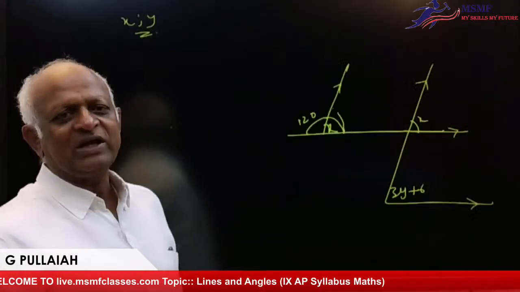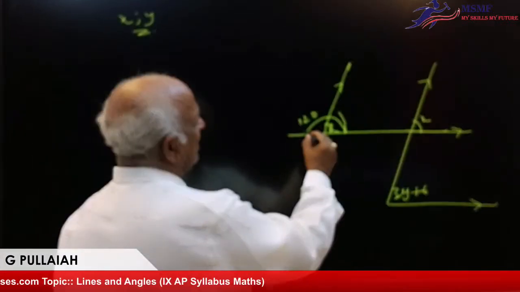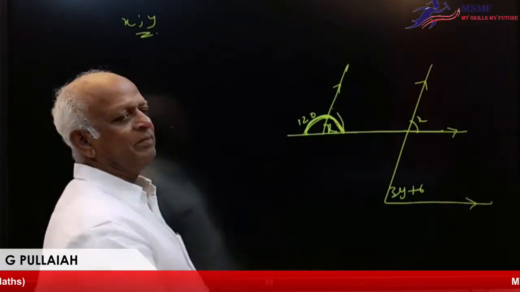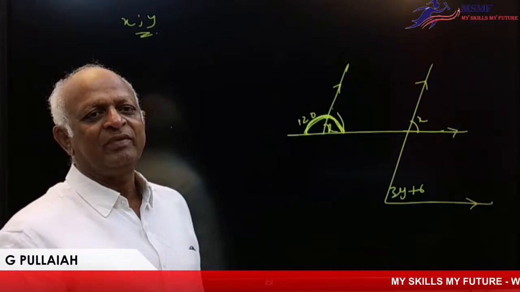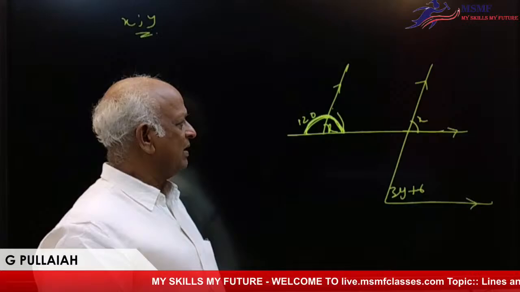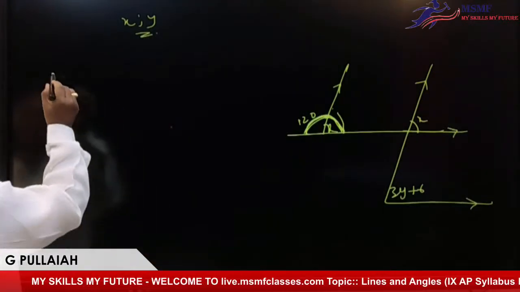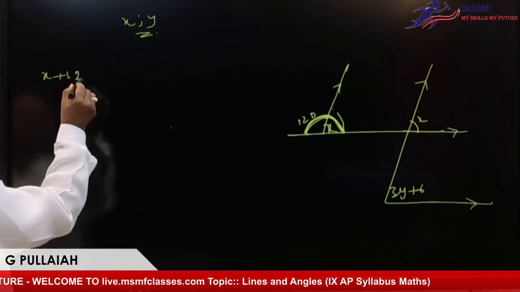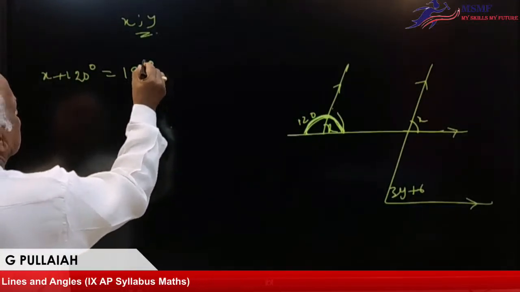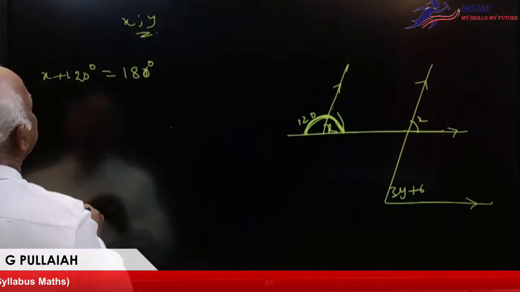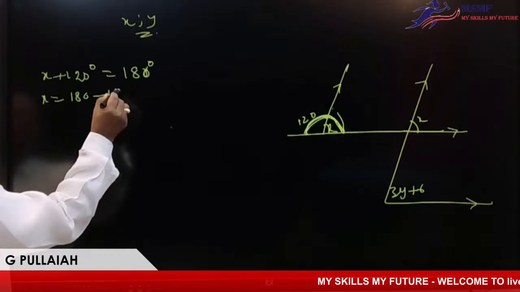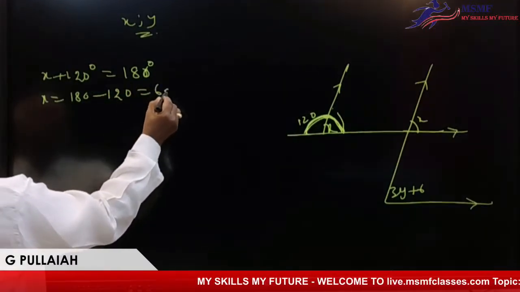So now think very carefully. What is formed here? A linear pair is formed. The linear pair is supplementary. Therefore, we can say x plus 120 degrees is equal to 180 degrees. So therefore, x is equal to 180 minus 120, which is 60 degrees.